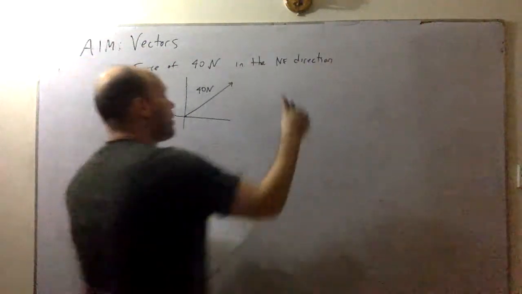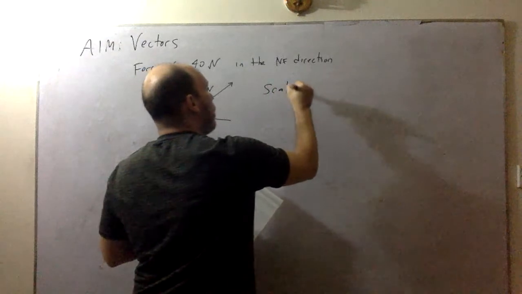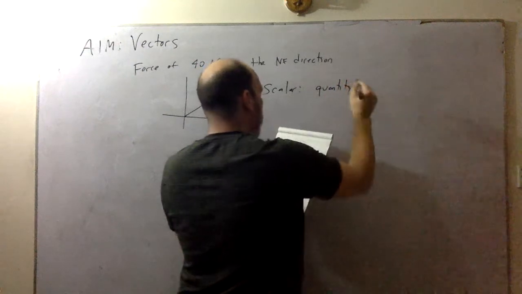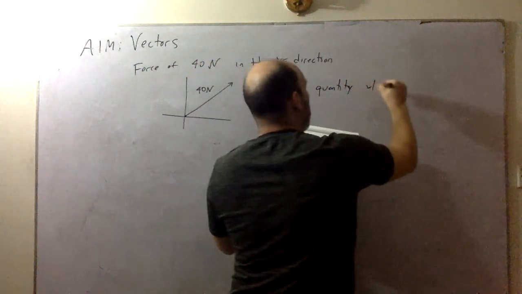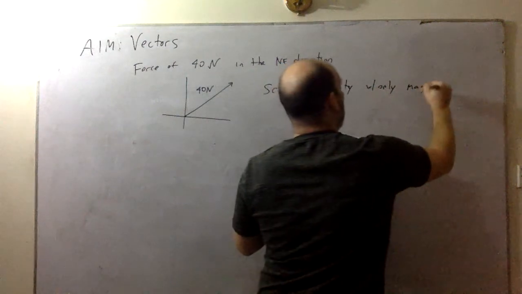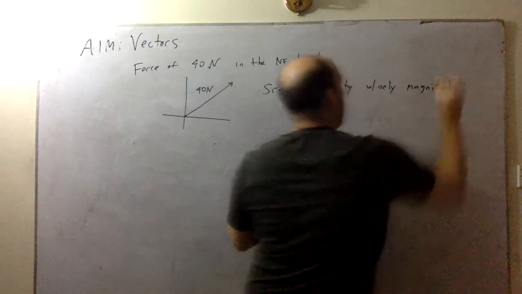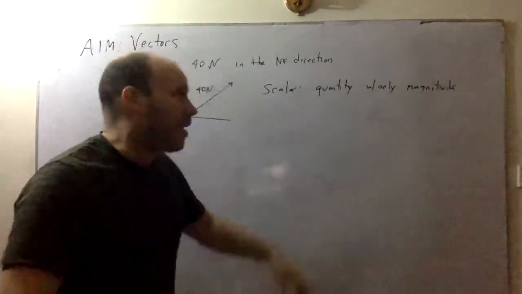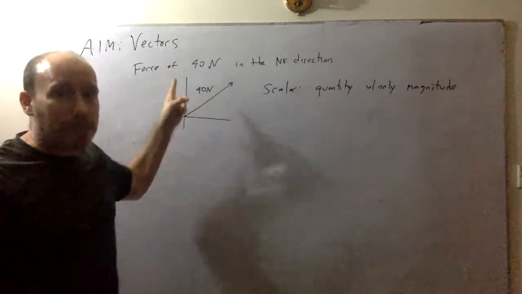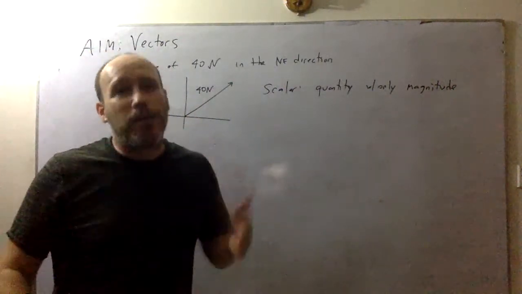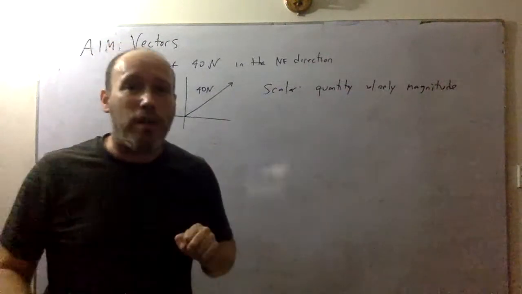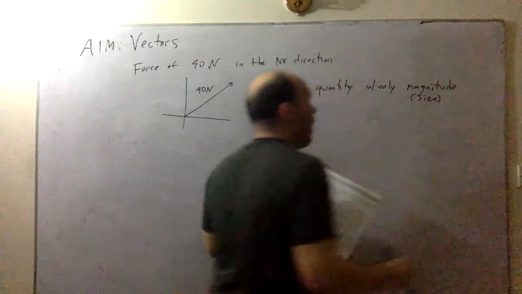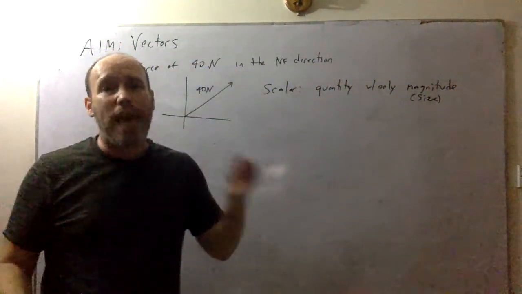The first thing is a scalar. A scalar is a quantity with only magnitude, which is a fancy word for size. In physics, you'll be talking about forces, 40 newtons. In math class, we might talk about 5 miles. So it's size. In calculus, we'll talk about speed, 10 miles per hour.